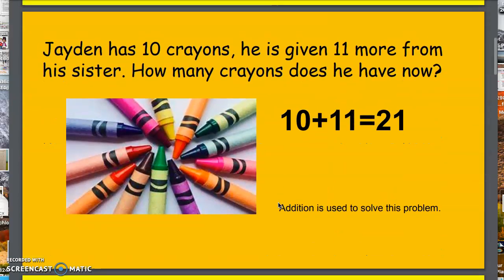Our first problem will be Jaden has 10 crayons. He is given 11 more from his sister. How many crayons does he have now? Addition is used to solve this problem. So we'll do 10 plus 11, and that'll give us a sum of 21.